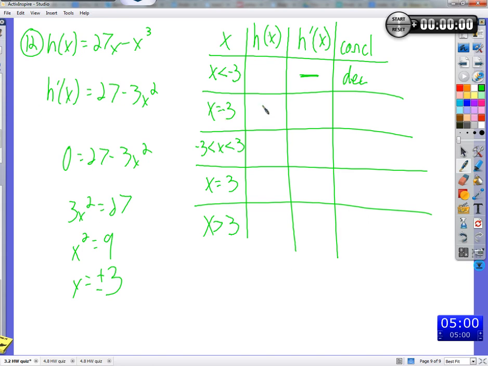And so how do we do that? Just plug it in. So -3, -3 cubed is? Negative 27. This is negative, so that's positive 27, yeah? Yep. What's 27 times -3? Negative 81. So we got -81, plus 27. Negative 54. So here, what we have is -3, comma, -54.